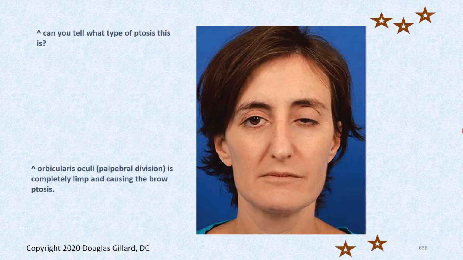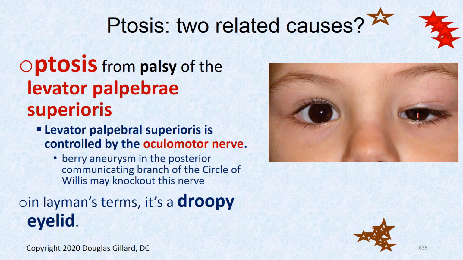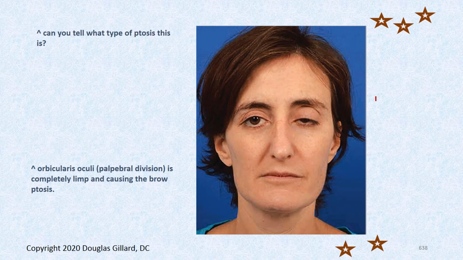Here's an example of a brow ptosis. This is pretty serious ptosis, right? It's much more than that. We can still see some eye there. But Bell's palsy people, it's much more serious. And look at the eyebrow, right? This one is down here, but there's nothing anchoring the frontal fibers of occipital frontalis. So the brow gets pulled up that way. Okay, see how that works.